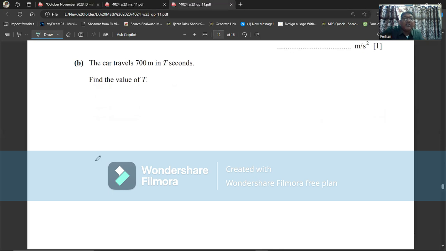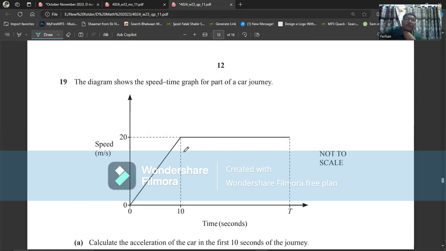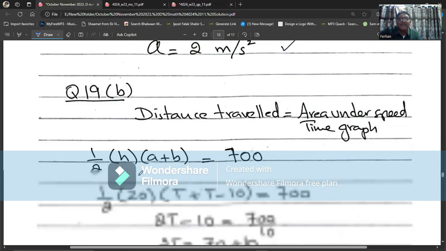Then their question is, the car travels 700 meter in t seconds. Find the value of the t. It's a 3 marks question. So the car has traveled 700 meter. So you know the distance traveled is actually the area under the speed time graph. So area under the speed time graph you can see is in the shape of a trapezium. And you know the formula for the area of the trapezium is 1 by 2 into the height into the sum of the parallel sides.